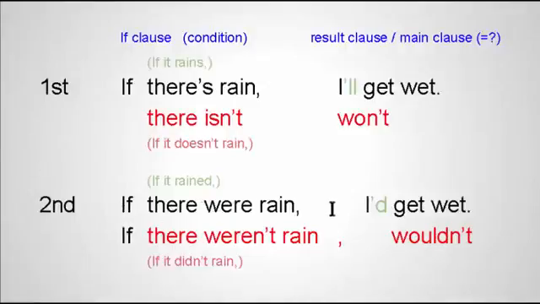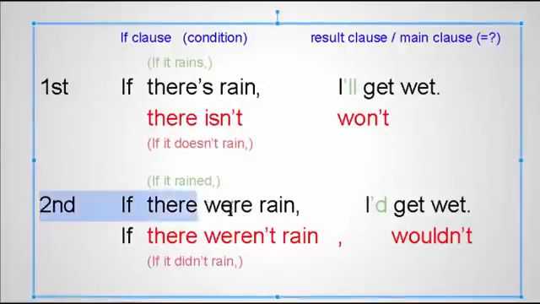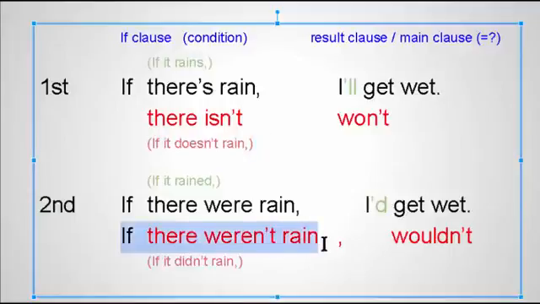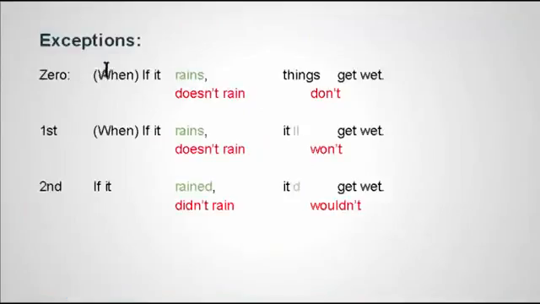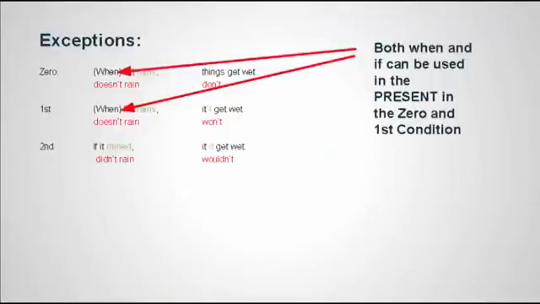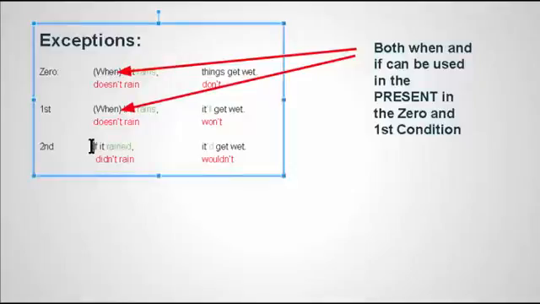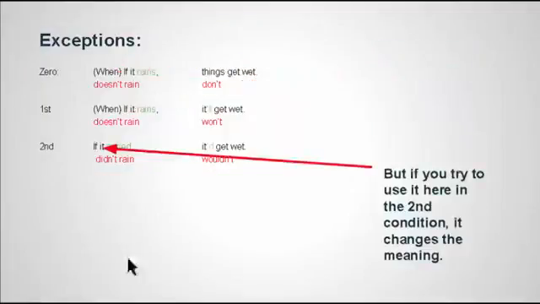If there were rain, that's the second condition. If there were rain, your bicycle would get wet. If there weren't rain, your plants wouldn't get wet. There are some exceptions to this rule. Because when we use when in the first condition, it implies that eventually this will happen, when. But when we have the second condition, we don't believe it will happen, so we don't imply it.